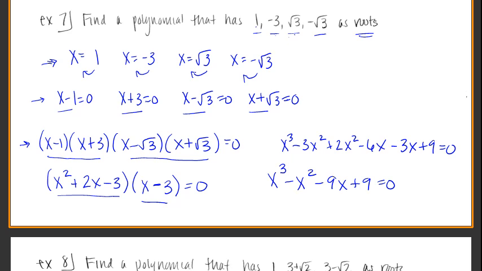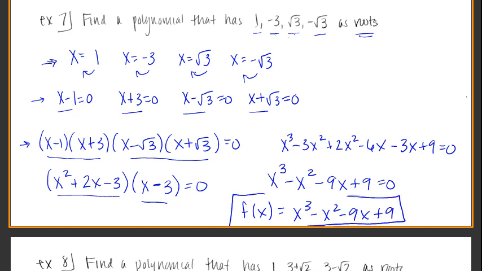If I wanted to write this in polynomial form, I can just say f of x is equal to all of this. And so what we just found is basically a polynomial that, if I started with synthetic division, wrote out the coefficients of 1, -1, -9, and 9, and chose numbers to put in the box, as long as those numbers were the original 1, -3, square root of 3, and negative square root of 3, what comes out is the remainder of 0 every single time.